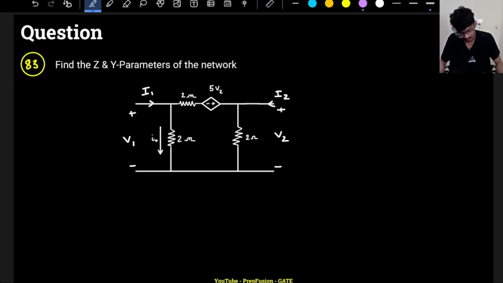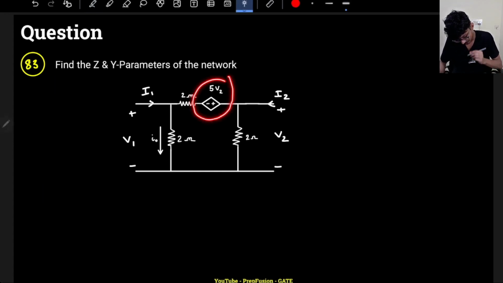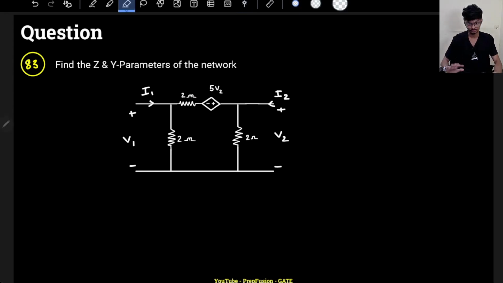Similar kind of question, but here I have a dependent voltage source. I think somewhere I have done something wrong. This is a dependent voltage source, this is 5V2, so this IO will not stay here actually. The rest of the network is the same, but IO will not stay. So I have to find out the Z and Y parameters.